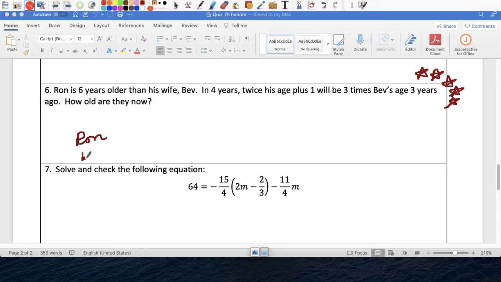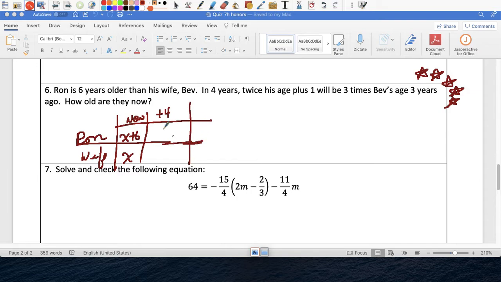So we got Ron and wife. Right now, Ron is 6 years older than the wife Bev. So let's call wife x. Ron is 6 years older than her, so he would be x plus 6. In 4 years, Ron would be x plus 6 plus 4, which is just going to be x plus 10. And the wife is going to be x plus 4, whatever she is today, plus 4.